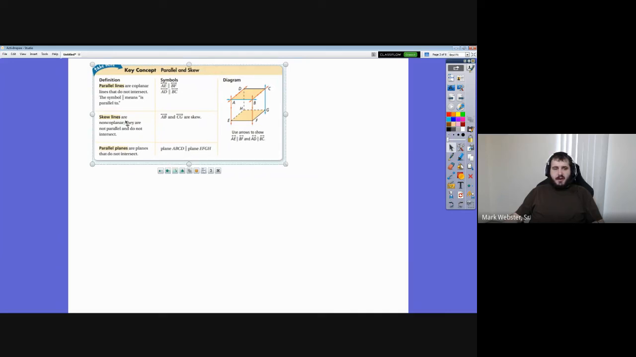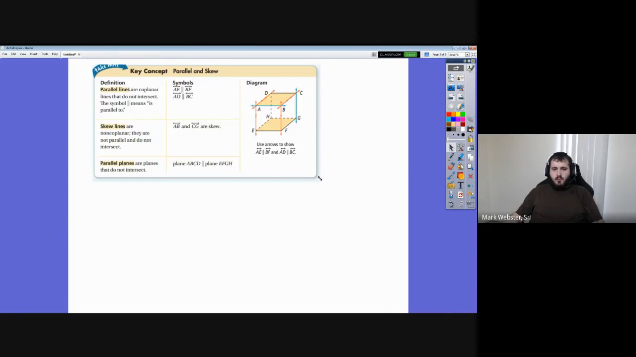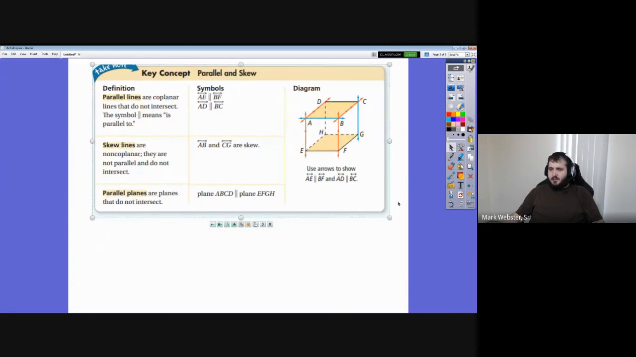So a couple things. These are review. We've talked about these concepts before. Parallel lines are lines that do not intersect and they lie on the same plane. This is the symbol that means parallel, the two little vertical lines that are parallel to each other. Skew lines, which we've talked about, are lines that not only never intersect, but they're also not on the same plane.